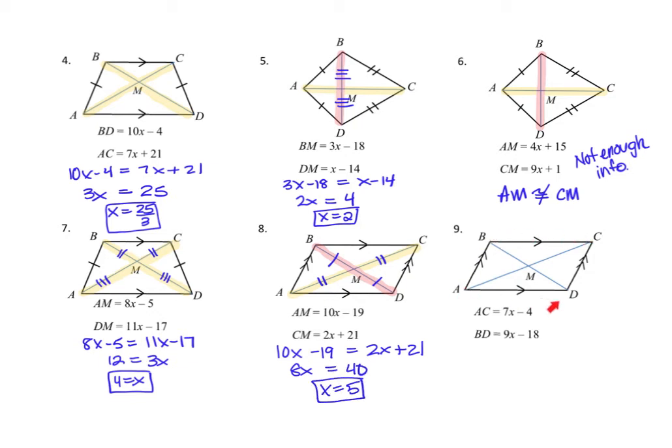In number 9, we have another parallelogram. We already know that the diagonal of AC is not congruent to the diagonal of BD. The information we're given are the expressions and measurements for AC and BD. And since we already know those are not congruent, there is not enough info to solve this problem.